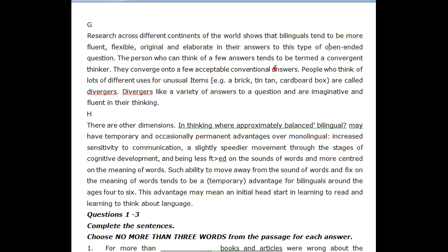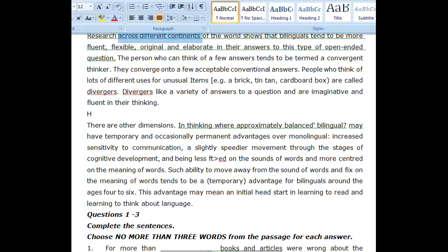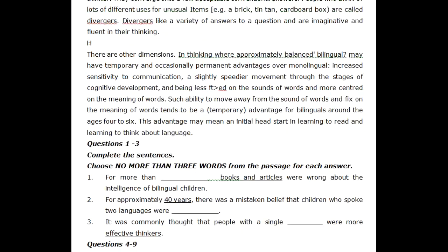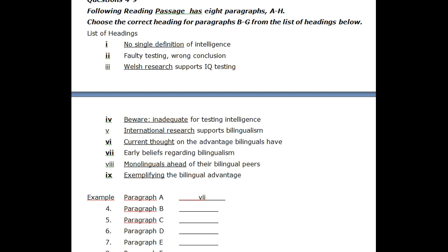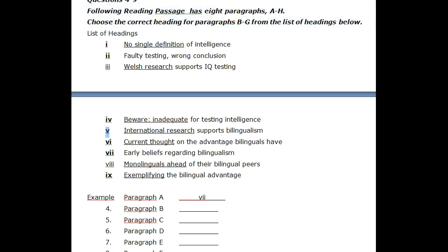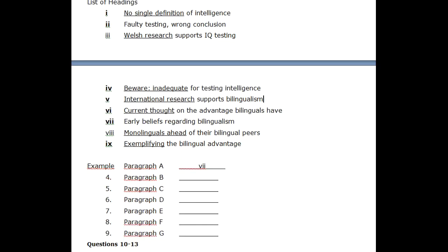So what they are saying is that there are benefits to bilinguals, and they are saying across continents. Perhaps you can recall last time we were searching for the same thing: international research supports bilingualism. So this one is the answer. You got another answer, number 5. Now you have only one passage left. What answer do you have? World research supports monolinguals ahead of their bilinguals.